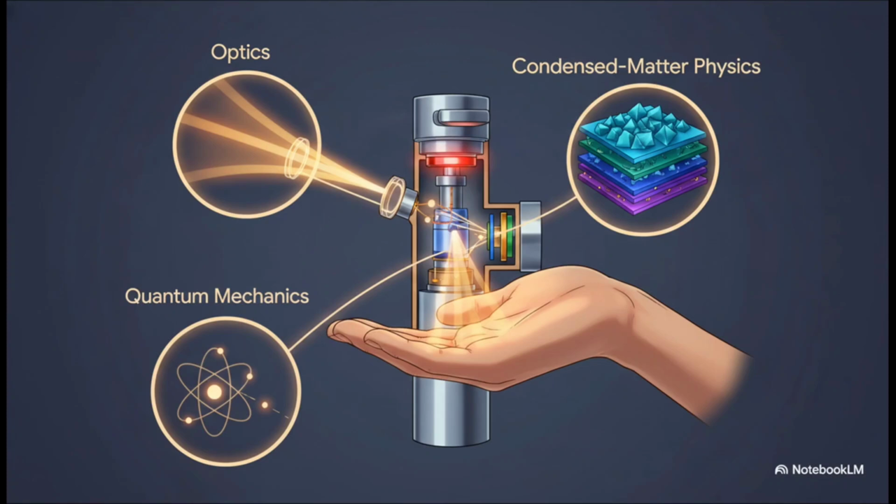You've got optics, the study of light and its properties. You have condensed matter physics, which is the science used to actually build the sensor. And if you go all the way down to the atomic level, it's quantum mechanics that explains how the LED and the photodiode even work. See how much there is in such a simple device?